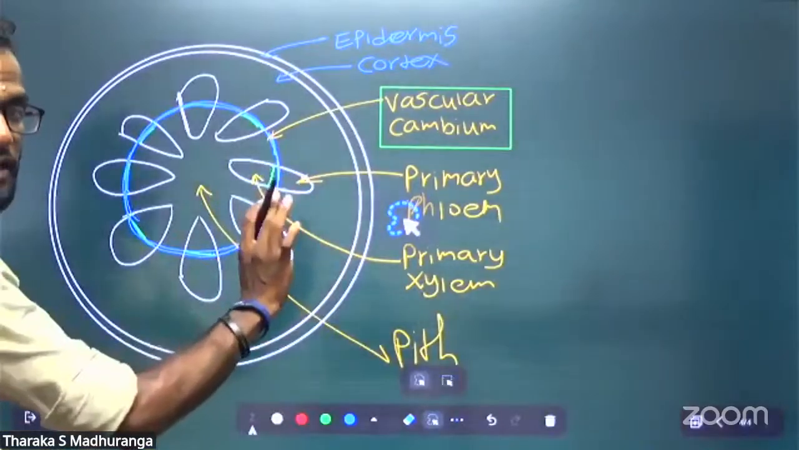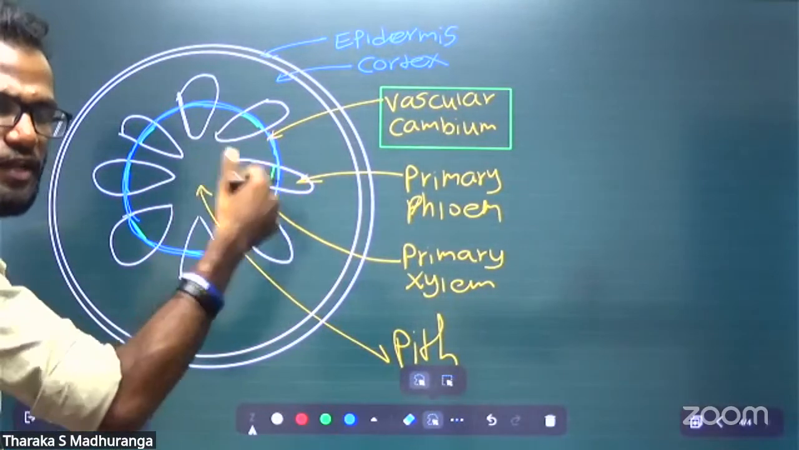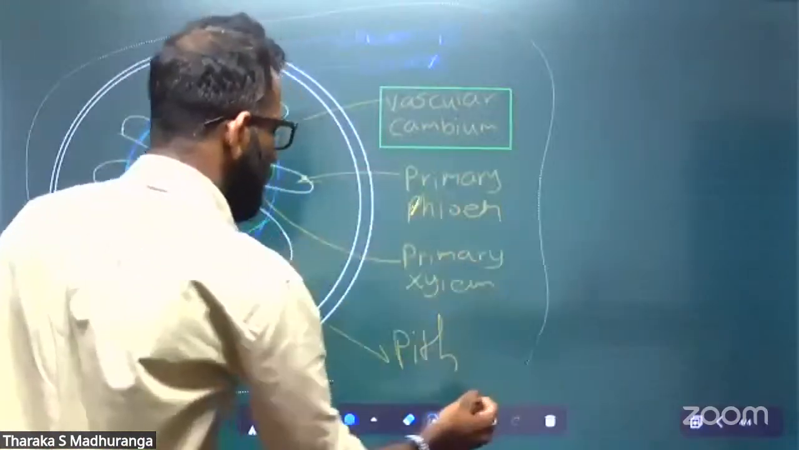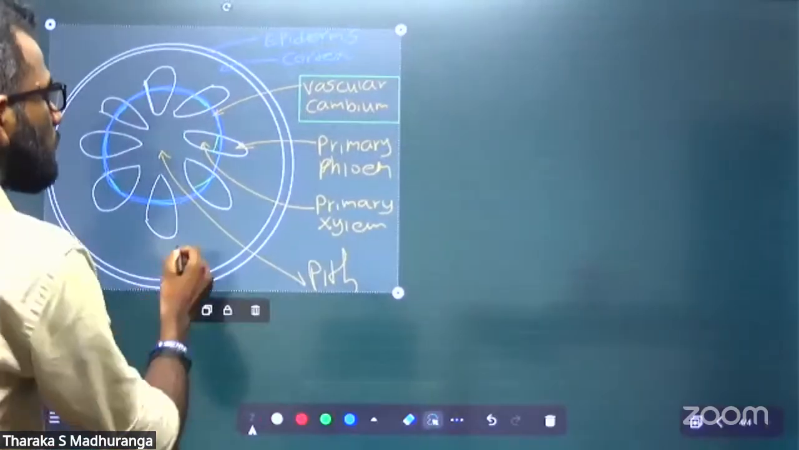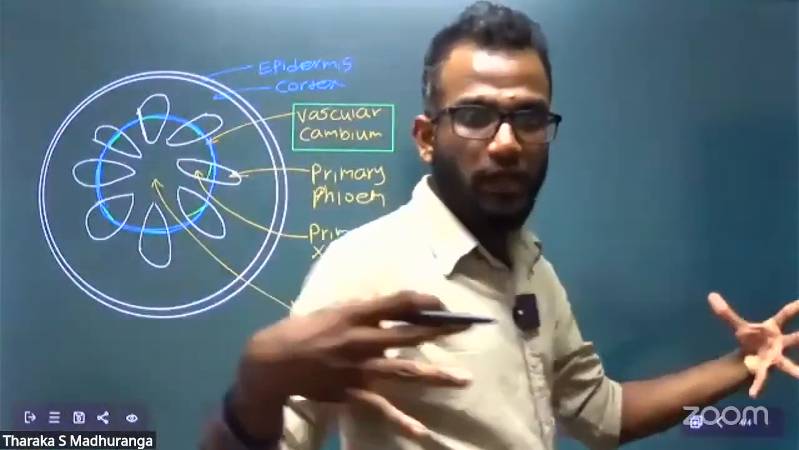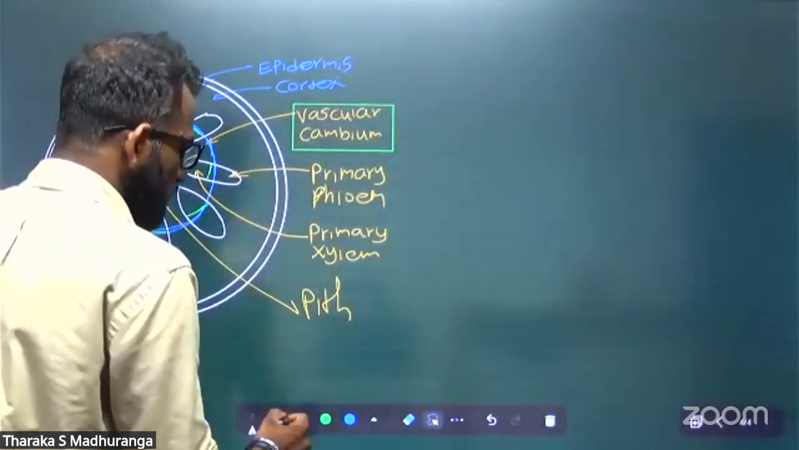It is not the secondary growth yet, it is only ready for the secondary growth. Understand, it is ready for the secondary growth. Then it starts the secondary growth. Secondary growth simply means it tries to increase the diameter of the plant stem. Then what are they doing?